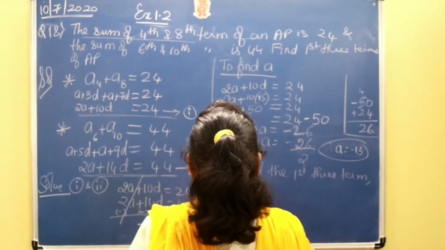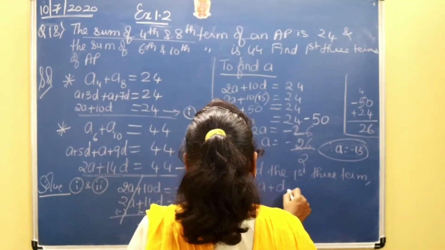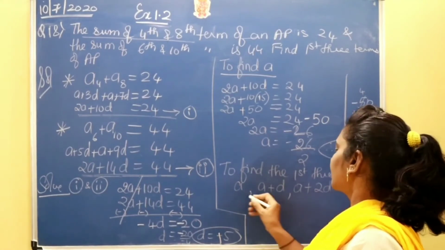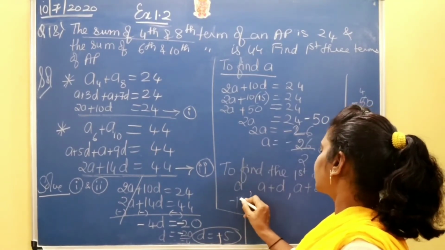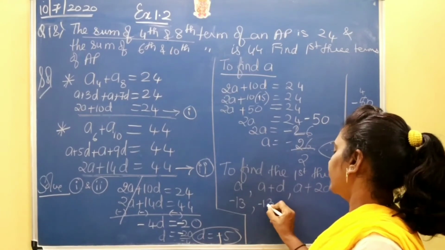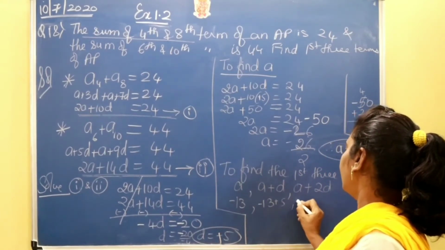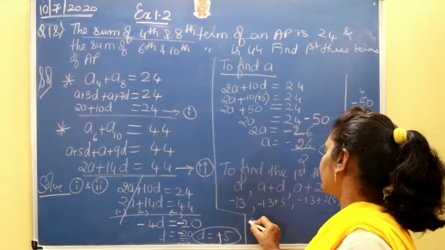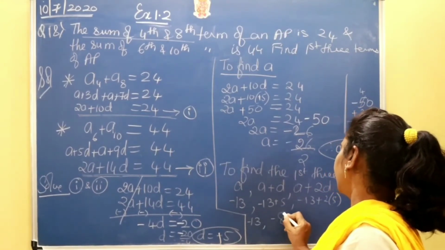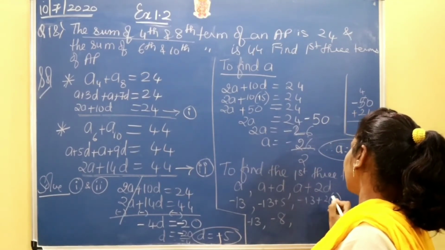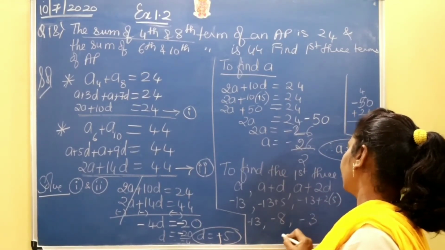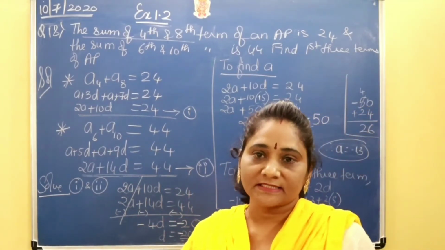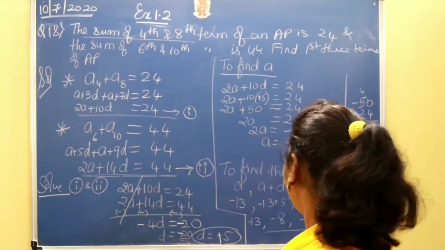So our first term will be A, second term will be A plus D, and the third term will be A plus 2D. So A is minus 13. So we will have minus 13 plus 5, minus 13 plus 2 into 5. So the 3 terms will be minus 13, minus 8, minus 13 plus 10 will give you minus 3. So the first 3 terms of AP are minus 13, minus 8 and minus 3.